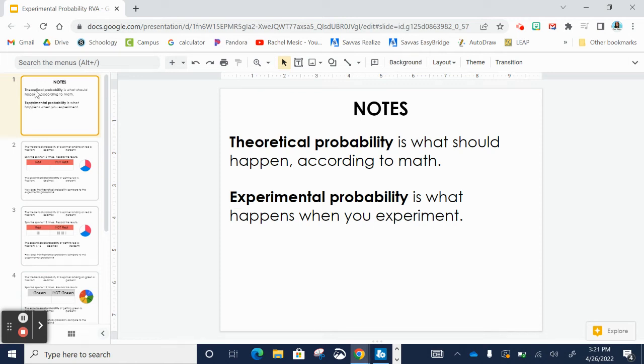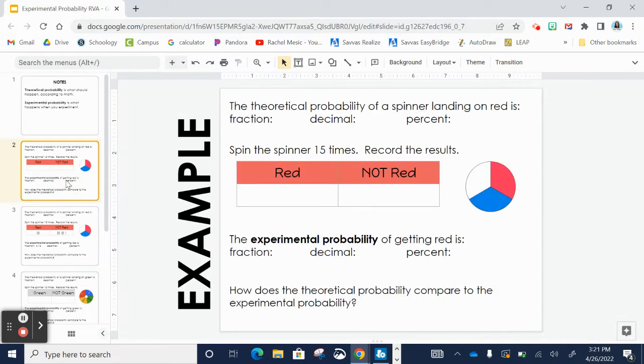Today we're going to do some probability experiments. Theoretical probability is what should happen according to math. Experimental probability is what happens when you experiment. Here's an example. We have this spinner, and there are 3 colors on the spinner.